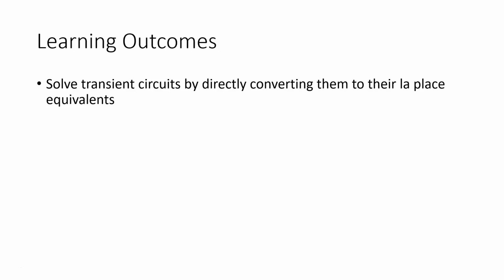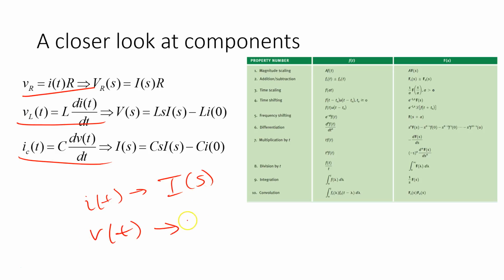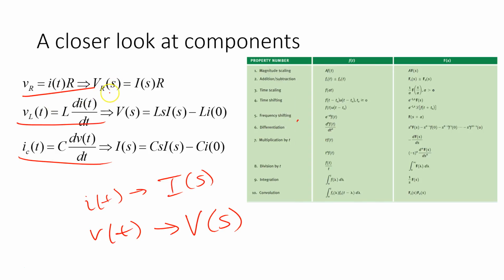So we start off with the VI characteristics of each device, the resistor, the inductor, and the capacitor. And essentially what we're going to do is map i(t) to I(s), and v(t) is going to map to V(s). So for the resistor, we can see that v becomes capital V. So v(t) goes to V(s), i(t) goes to I(s). For the inductor and the capacitor, we have the derivatives.